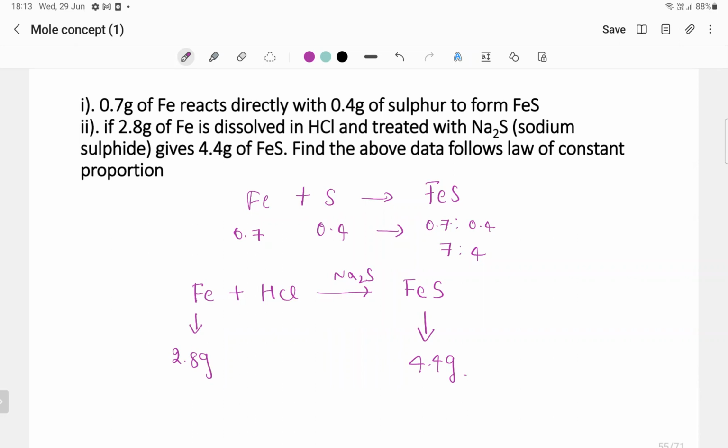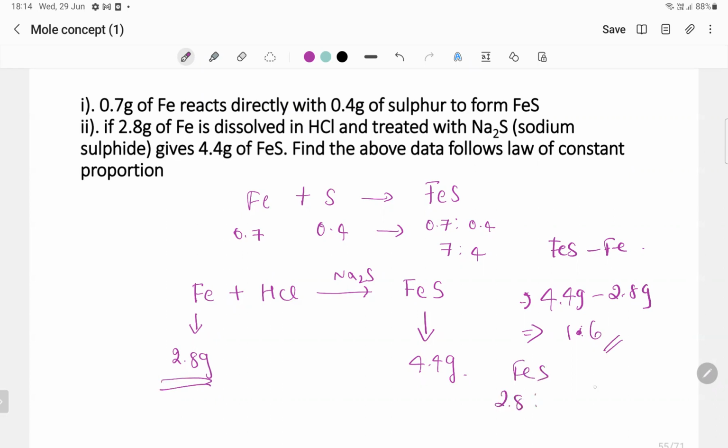So now, according to the first equation, the ratio is 7 to 4. Now we have to check whether this is correct. So what should I do now? In this iron sulfide compound we already have 2.8 for iron. Now we have to find the mass of the sulfur. It's very simple, so what can we do? Subtract. What do we subtract? The iron sulfide, 4.4 grams, minus 2.8 grams. What do we get? 4.4 minus 2.8 is 1.6. So now for iron it is 2.8, correct? And for sulfur it is 1.6.